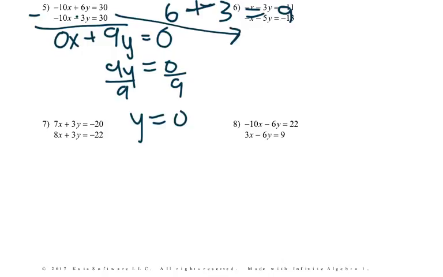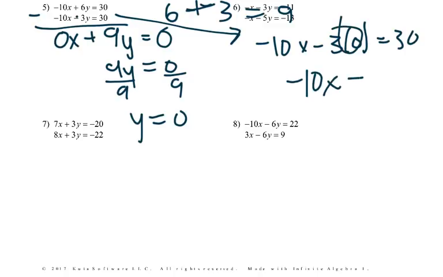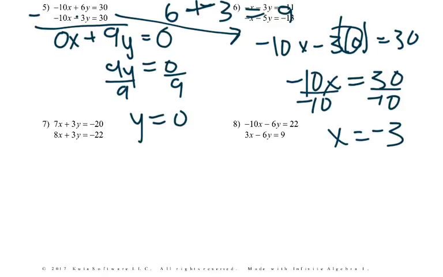And then we take one of these equations, and instead of y, we put in a 0, and we solve. 3 times 0 is 0. Subtracting 0 does nothing. Negative 10x equals 30. Divide by negative 10. And x equals negative 3. So, negative 3, 0 is the solution to this system. It's the solution or the answer to the system of equations.